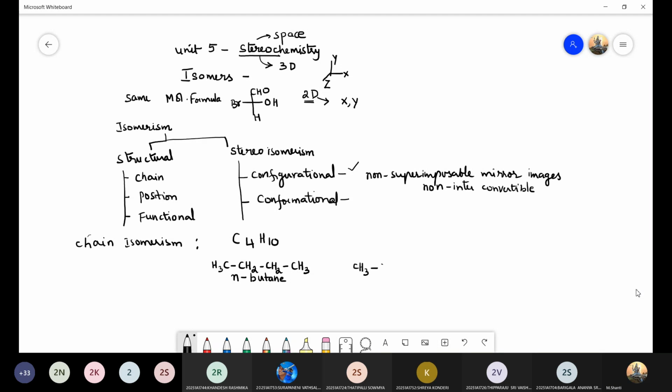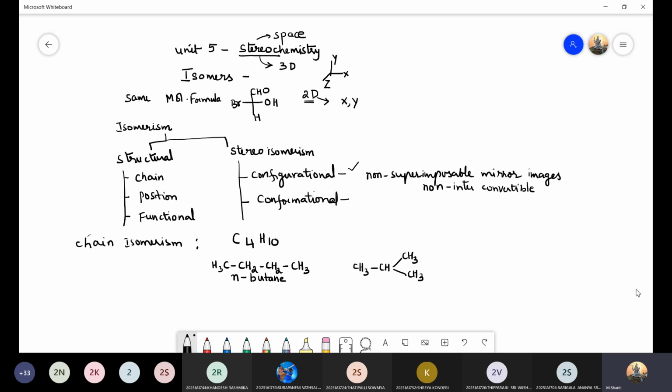CH3, CH, CH3, with CH3 and CH3. Does this molecule still have the same molecular formula? How many carbons? 1, 2, 3, 4. And how many hydrogens? 9 plus 1, 10. Even this has the same molecular formula, but there is a difference in the arrangement of the carbons. So this is one example of a chain isomer of C4H10.